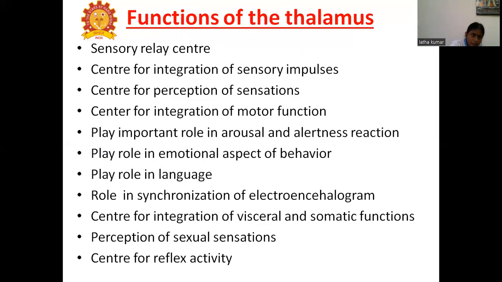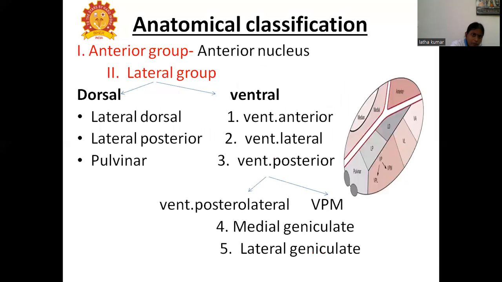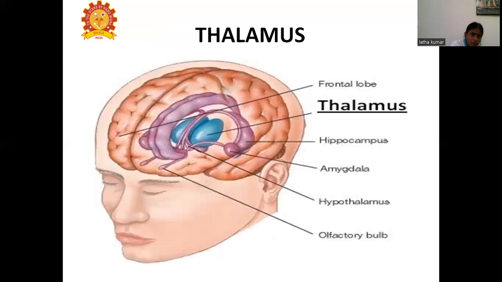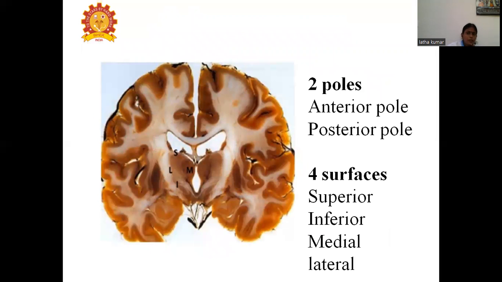So once again, I will repeat the same thing. The thalamus is an ovoid body. There are two thalami present, one on either side of the midline. It has two poles and four surfaces: the anterior pole and the posterior pole. The four surfaces are superior, inferior, medial and lateral.